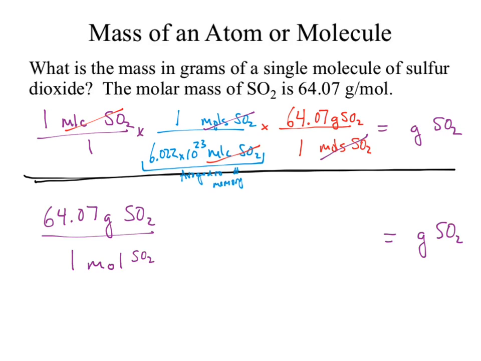So I would need some kind of conversion factor, where I would put moles of SO2 so that those units could cancel. What can I convert moles of SO2 to? I could convert it to molecules of sulfur dioxide. Couldn't I also convert it into grams of sulfur dioxide?